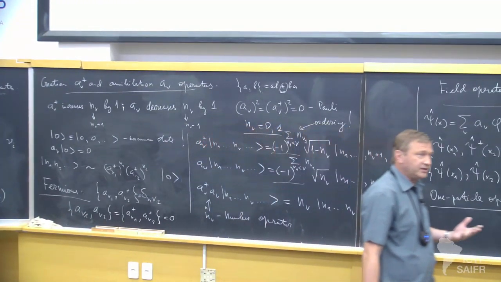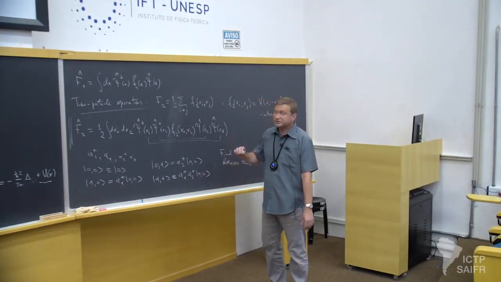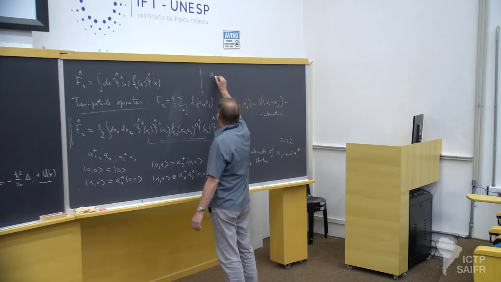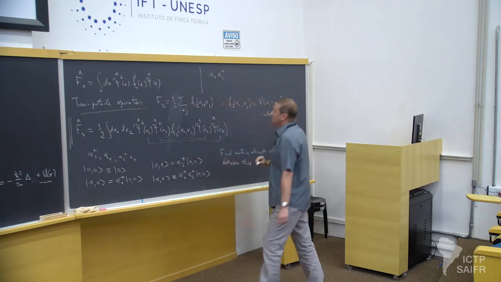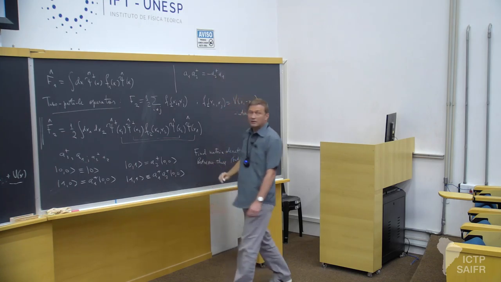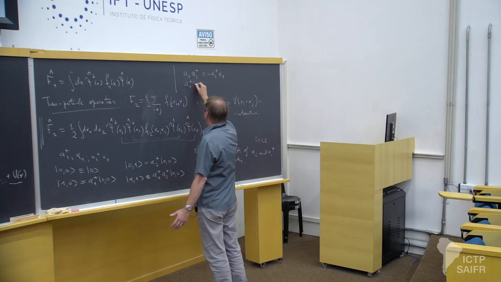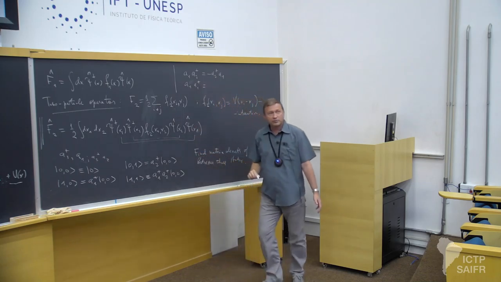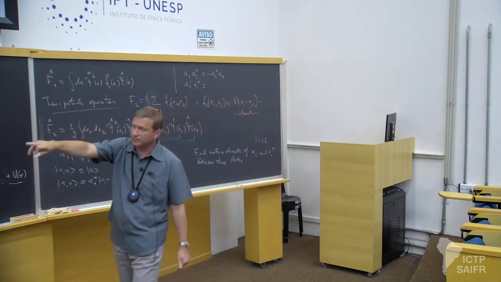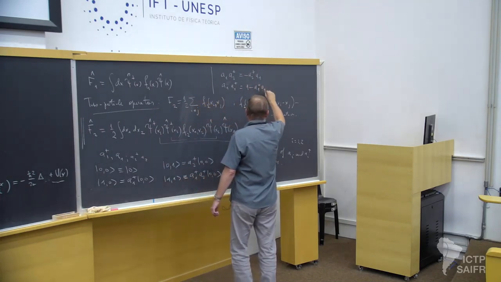And how does one do these calculations? Typically calculations in this case are based on two formulas. Yeah, if you have A1 A2 dagger, you write it as minus A2 dagger A1. If you have A1 A1 dagger, you write it according to our anti-commutation relation as 1 minus A1 dagger A1.